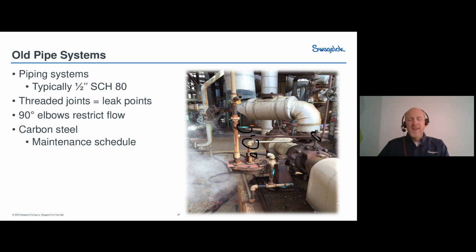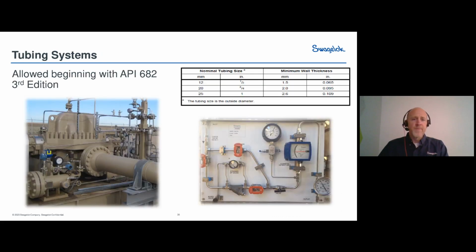So old pipe systems, in general, people are moving away from the old pipe systems and moving more towards tubing systems. Now, tubing systems actually became officially sanctioned in the API standard with the third edition, which came out, I believe, in 2004. So almost 20 years now. And that's really a nod to the fact that people had started using tubing systems in these seal support systems a long time ago, for many of the reasons that we talked about. It's easier to have those bends. Tube fitting connections are more reliable than pipe thread connections, and you're able to minimize those connections by smooth tube bends.